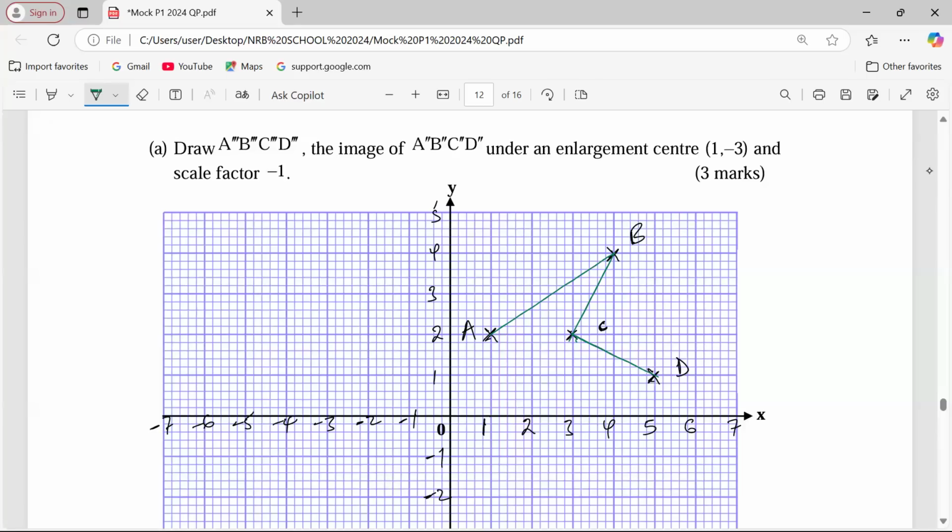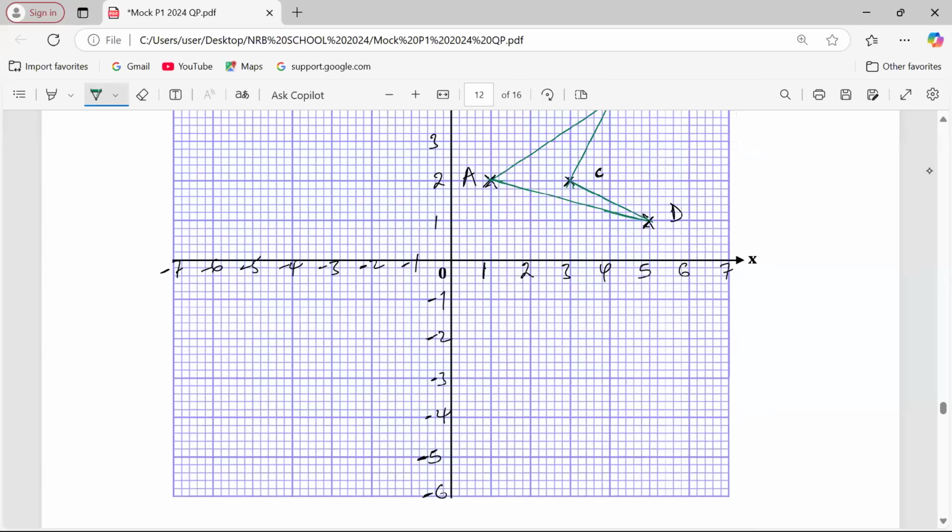Then from D, now we get back to A, so that we may complete the figure. So this is how the figure is supposed to be. A, B, C, D. That is it. The first mark is already pocketed.